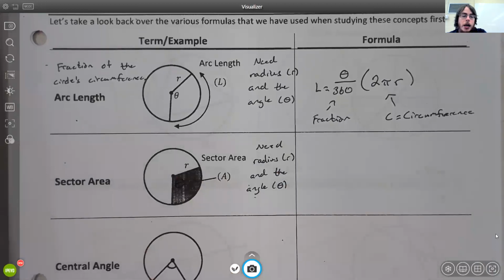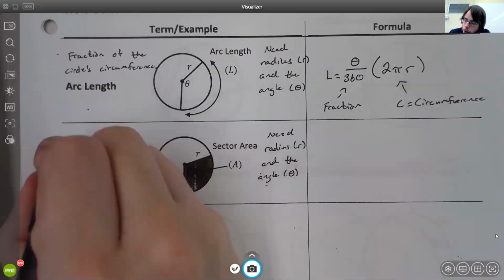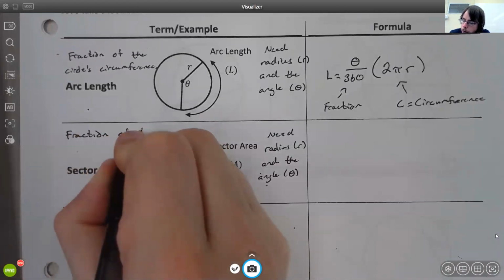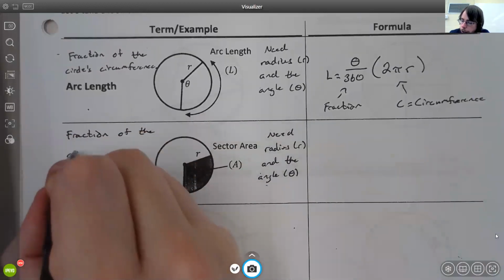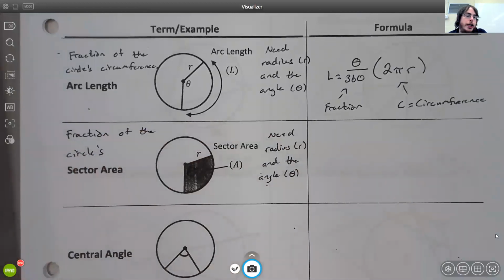What we're going to do here is determine what it should be a fraction of, because it is going to be a fraction. As you can see, it's just a piece of that circle. So this is a fraction of the circle's what? Well, it's called sector area. So if it's the sector area, then it should be a fraction of the circle's area.